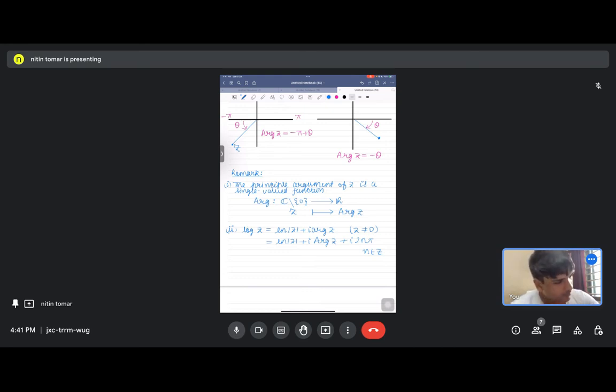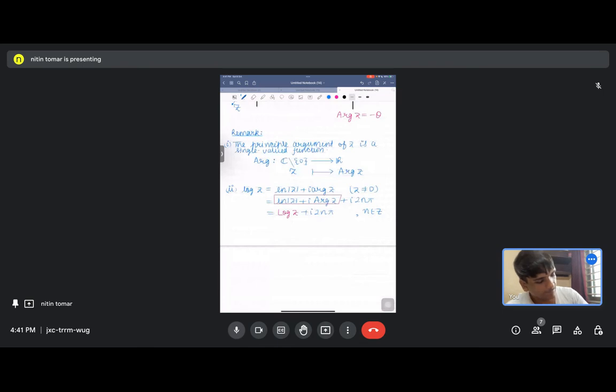Yes, sir. But you know that this part is a single valued function now. Yes or no? Yes, sir. The principal argument is single valued. And this part we call the principal logarithm, plus 2n pi. So do you all agree with this? Yes, sir.